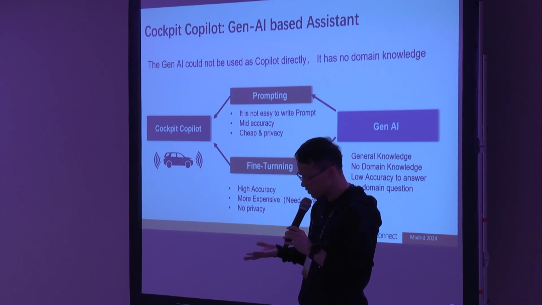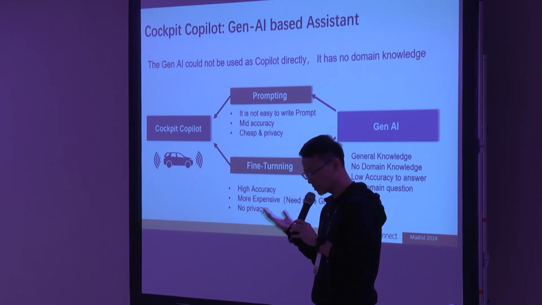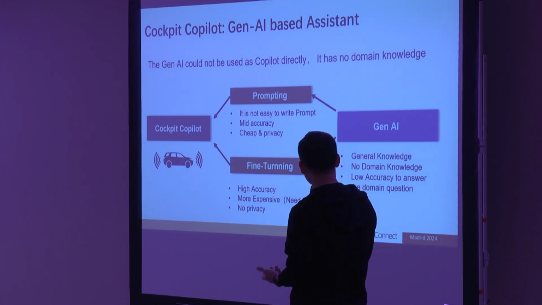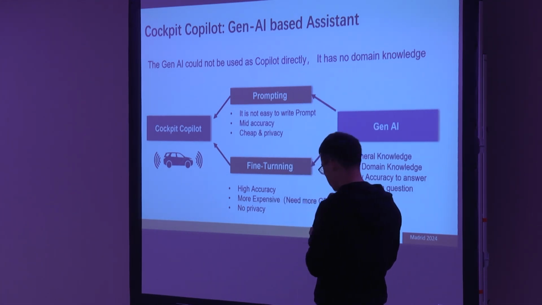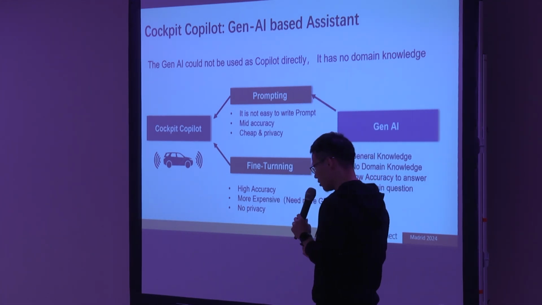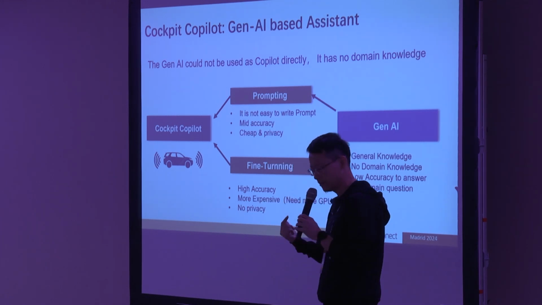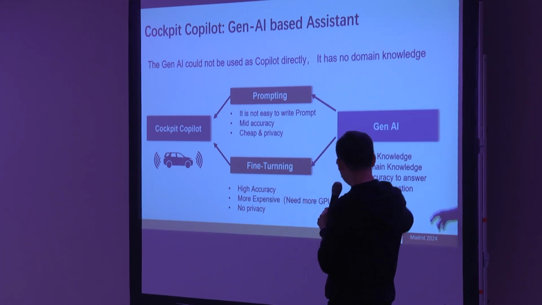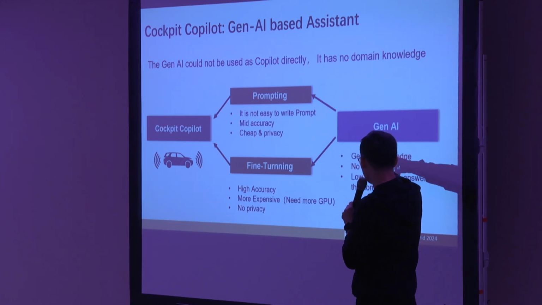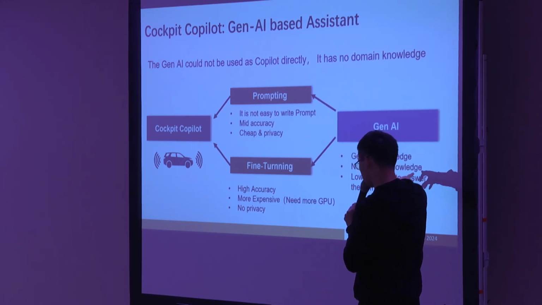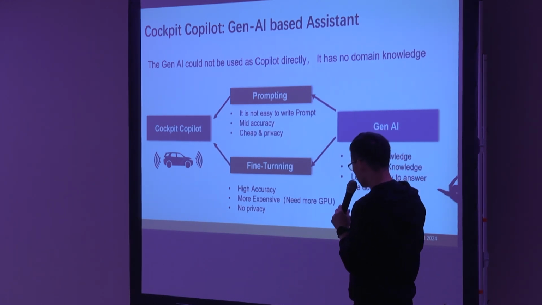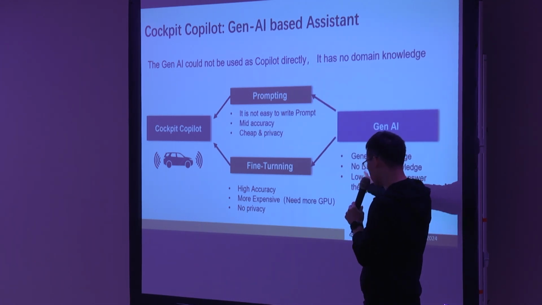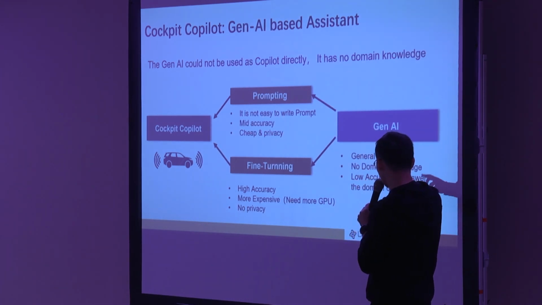So the general AI, first, general AI could not be used as a copilot directly, because it has no domain knowledge. Just like ChatGPT or Kimi in China, which is very widely used now, but they have general knowledge, but they don't have domain knowledge, just like car knowledge. They don't know which car is which version. So it has a problem of low accuracy in answering domain questions.